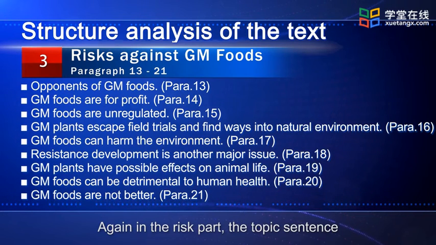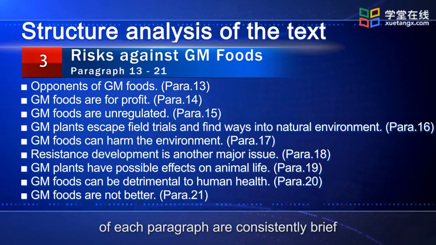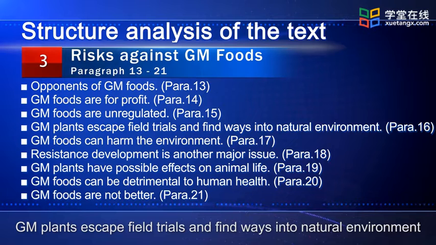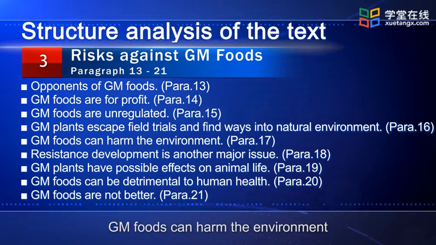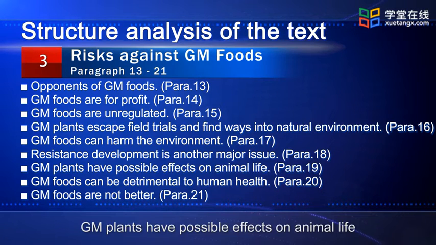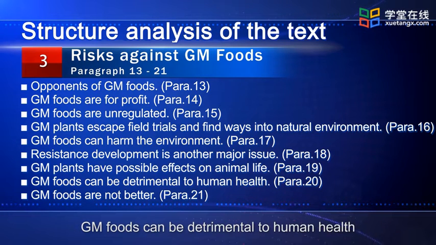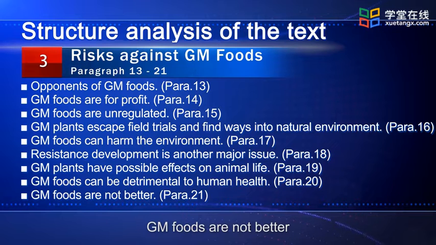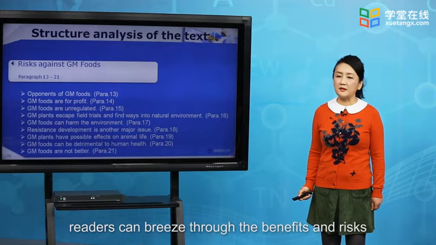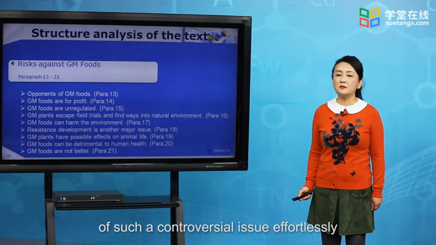Again, in the risk part, the topic sentences of each paragraph are concisely brief. GM food is for profit. GM food is unregulated. GM plants escape field trials and find a way into the natural environment. GM food can harm the environment. Resistance development is another major issue. GM plants have possible effects on animal life. GM foods can be detrimental to human health. GM foods are not better. With all these short and concise topic sentences, readers can breeze through the benefits and the risks of each controversial issue effortlessly.